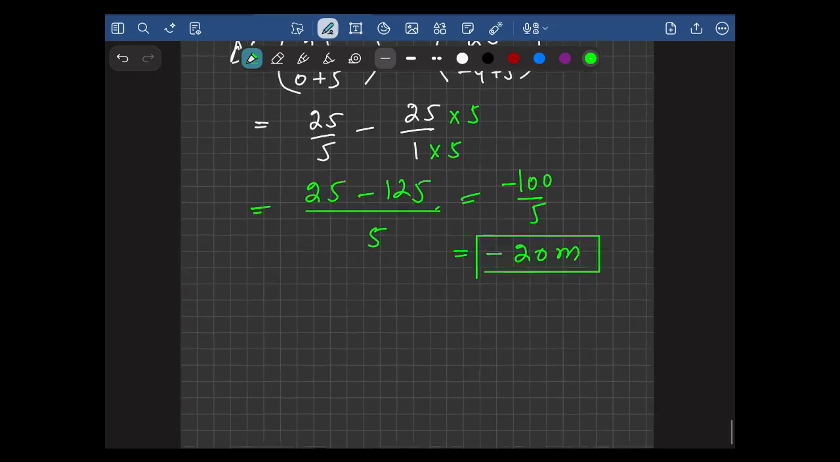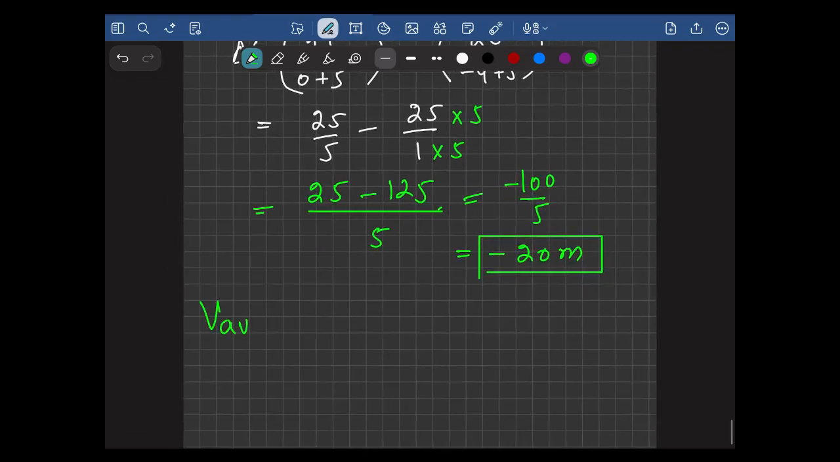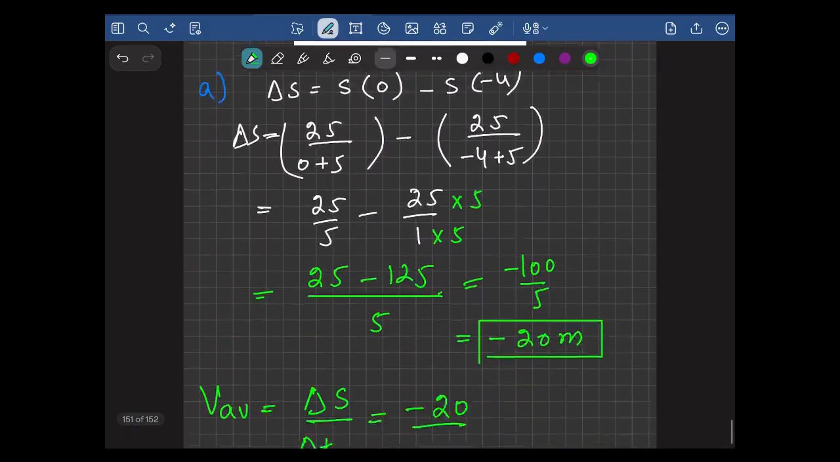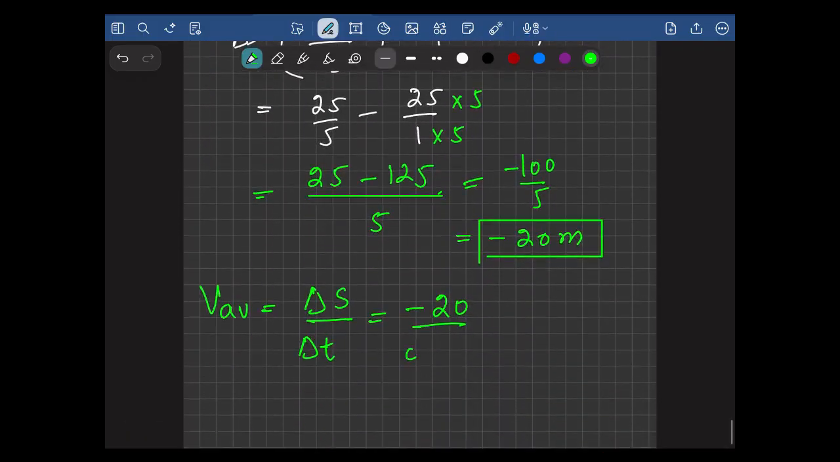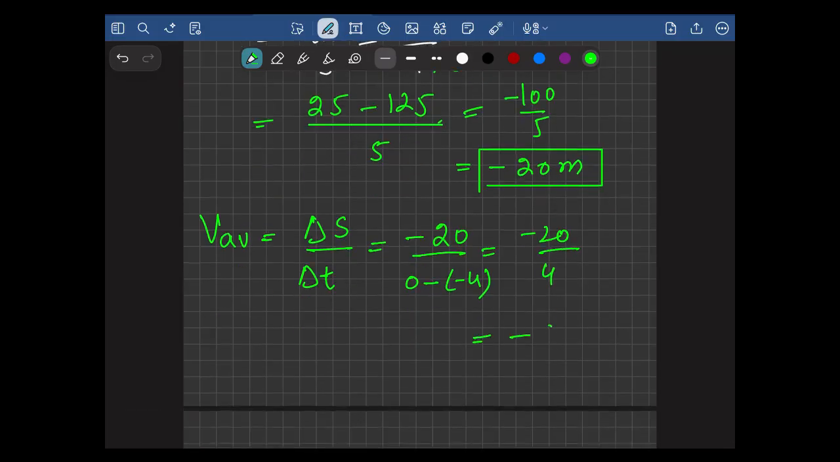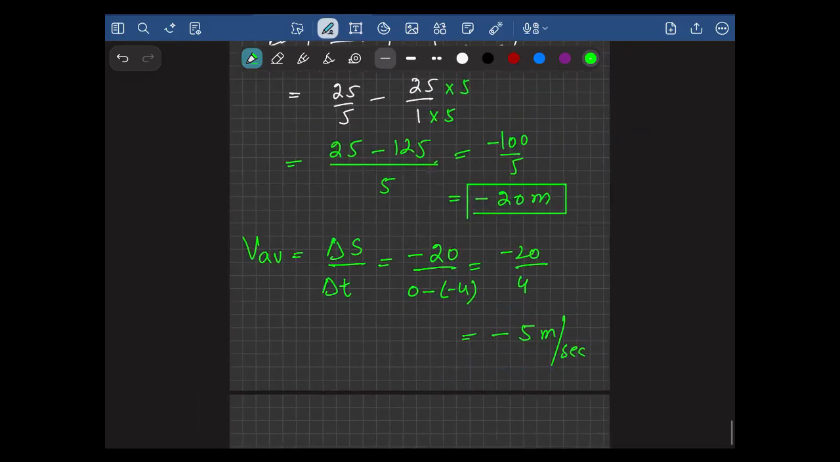Now for the average velocity, equals change in the displacement over change in the time interval. Displacement is already given as change, which is minus 20. The interval is 0 minus minus 4, which is minus 20 over 4. So it's going to equal minus 5 meters per second. This is the average velocity.